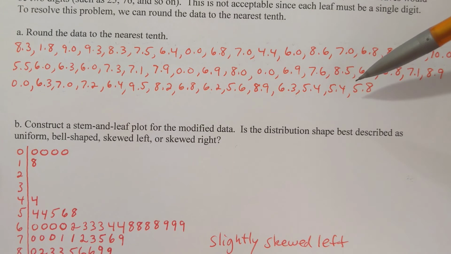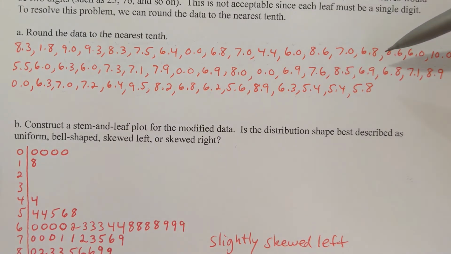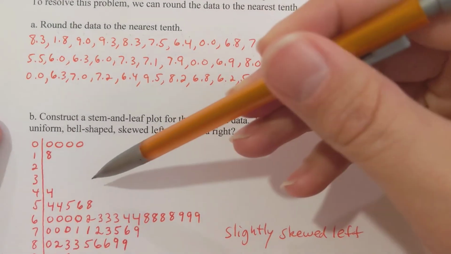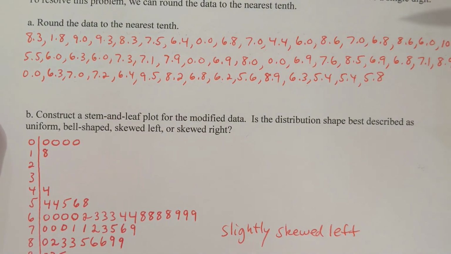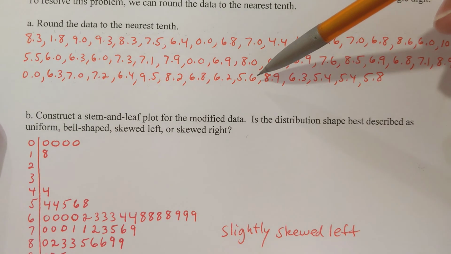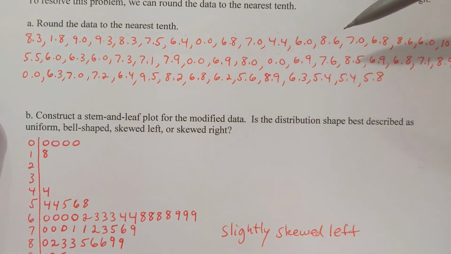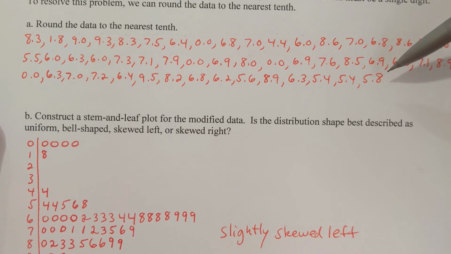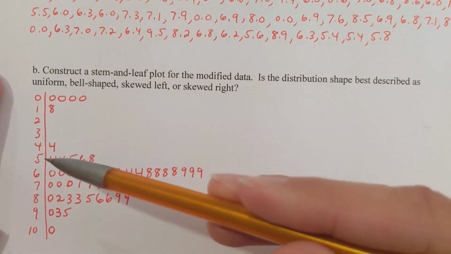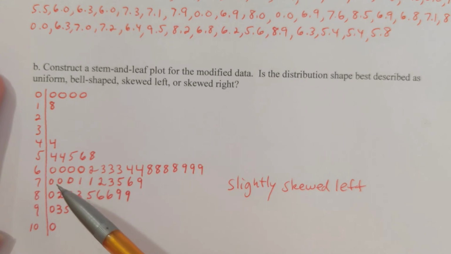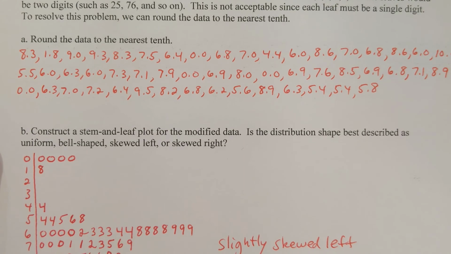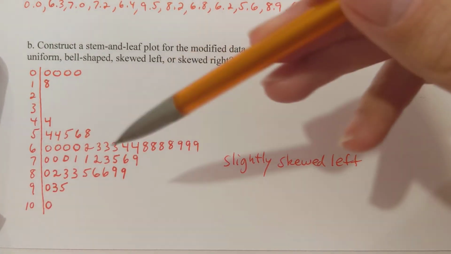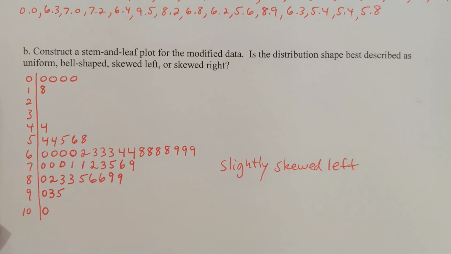And so for 5.4, here's 1, 2, 5.4, just the 2 there, and 5.5 is right here, 5.6 is right here, and then 5.8 is right here. That's how I get this row. Do the same for 6, 7, 8, 9, and 10. Here would be my completed stem and leaf plot for the data.